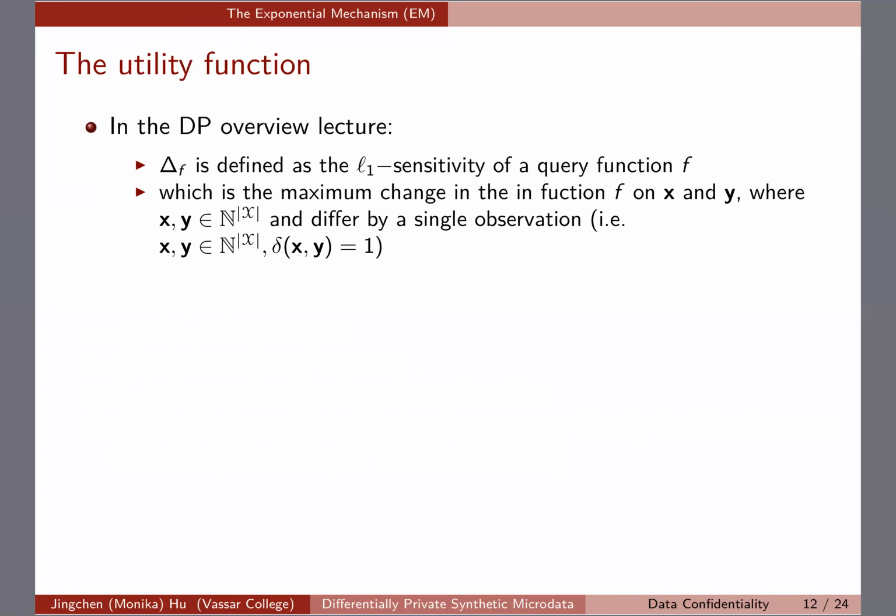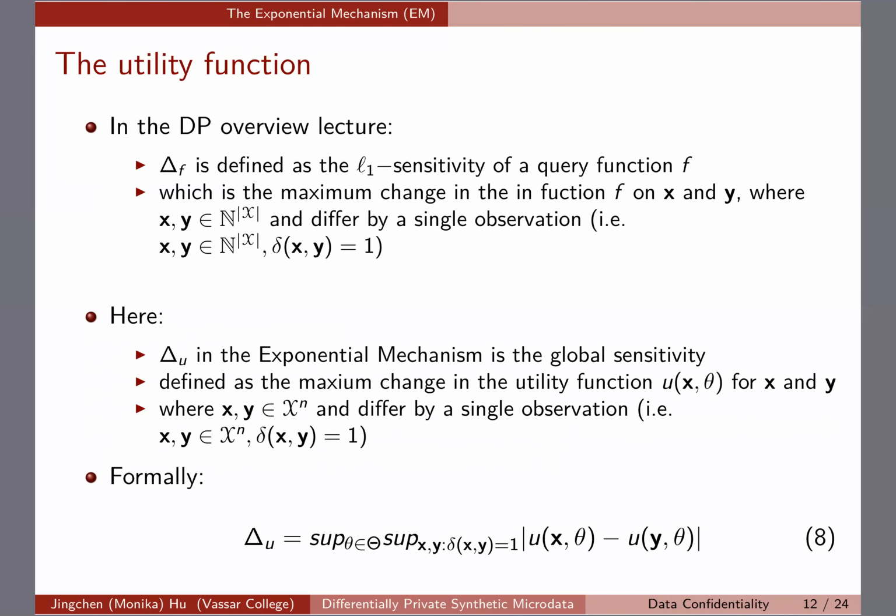Here we turn delta F into delta U, where U is the utility, and delta U we also call the sensitivity or the global sensitivity. It is defined as the maximum change in the utility function, as you can see. It's very similar to what we did earlier with delta F. However, here we're defining X and Y slightly differently. We're using this notation to indicate that X and Y are databases, and both of them have n records. They're only differing by a single observation. So we still have the Hamming 1 distance we indicated here.